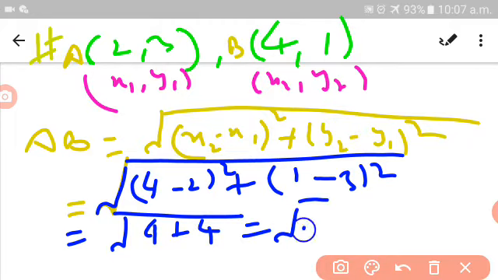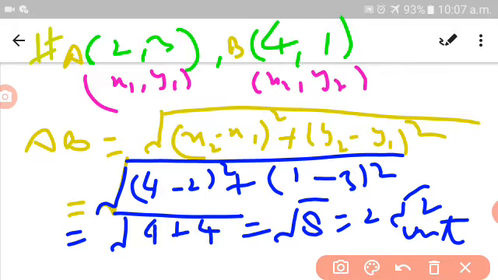Square root of 8, that we can write as 2 root 2 units. So the distance between point A and point B is 2 root 2 units. Okay, so this is how we have to apply the distance formula to solve the questions. Okay, moving ahead.